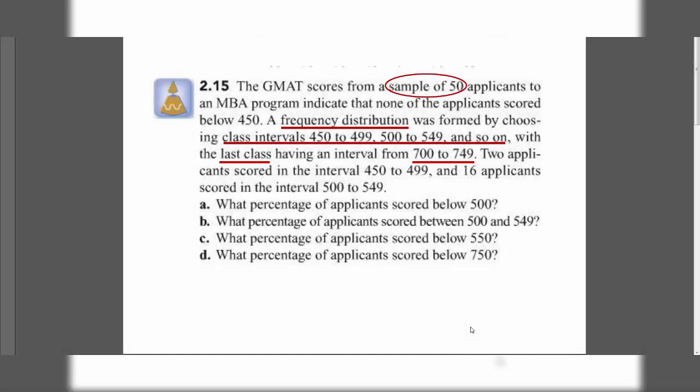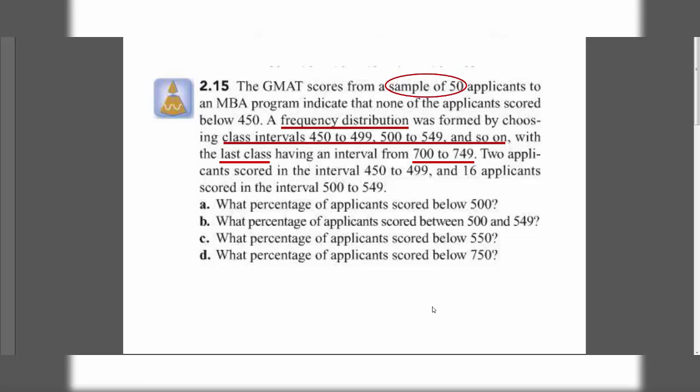In this problem, we are given a frequency distribution of GMAT scores. Let's take a moment to read through the problem. The best way to approach these word problems in statistics is to read through the problem first, learn what information is being given to you and what you are being asked to do. Then read this problem a second time in more detail.